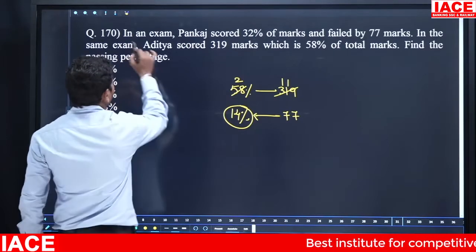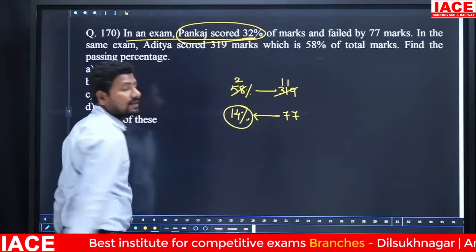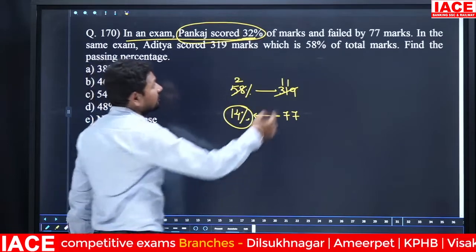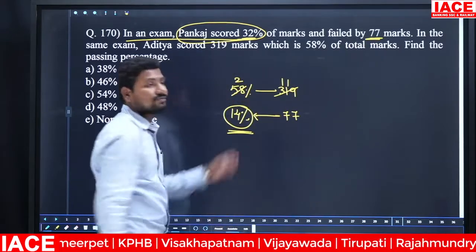Yes, 77 is equal to 14 percentage. In an exam, Pankaj scored how much percentage? 32 percentage. Failed by how many marks? Failed by 77 marks. Then 77 is equal to how much percentage? 14 percentage.